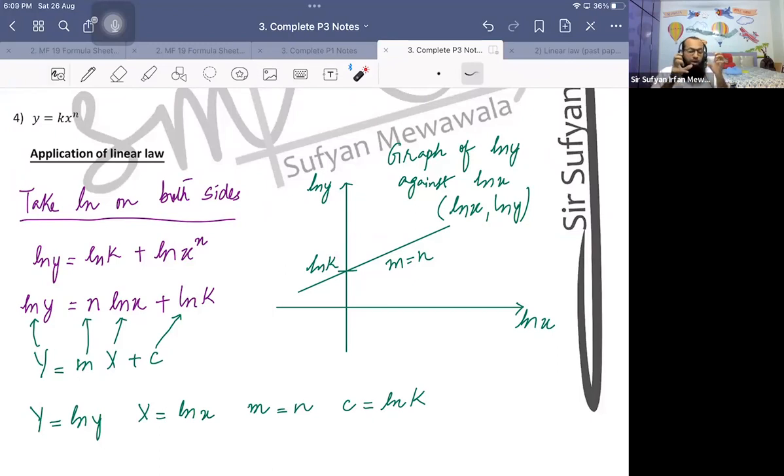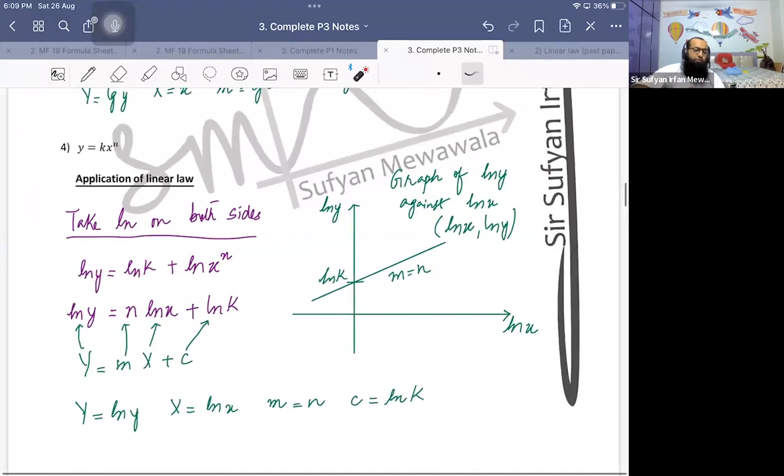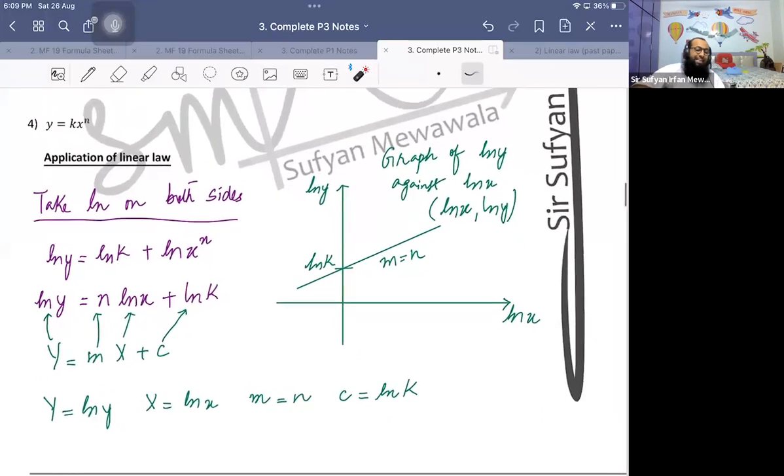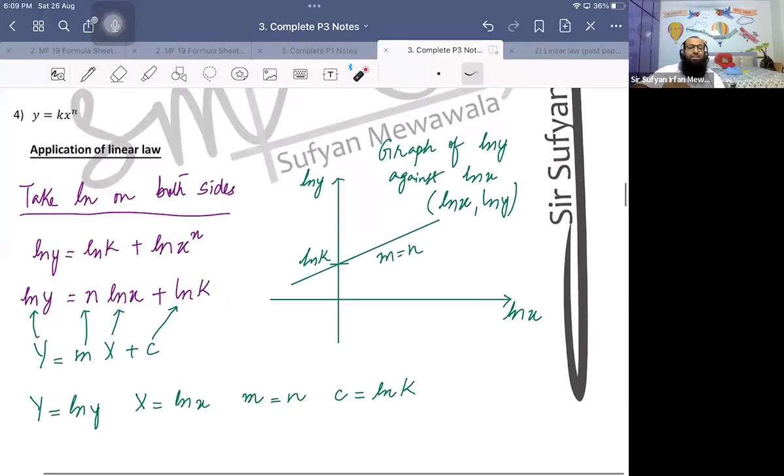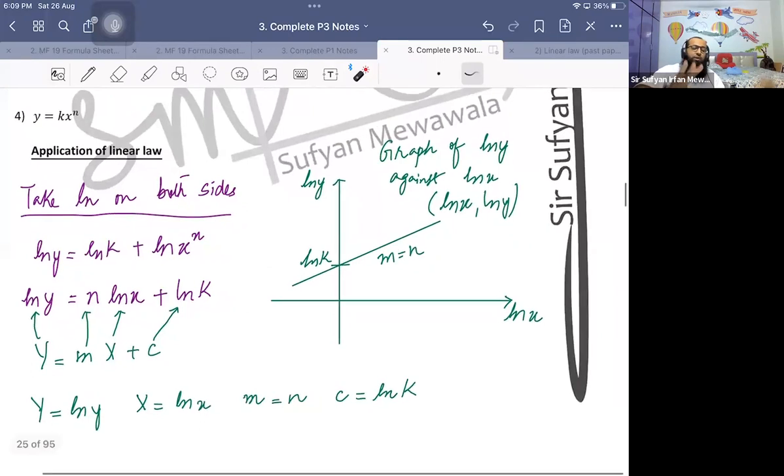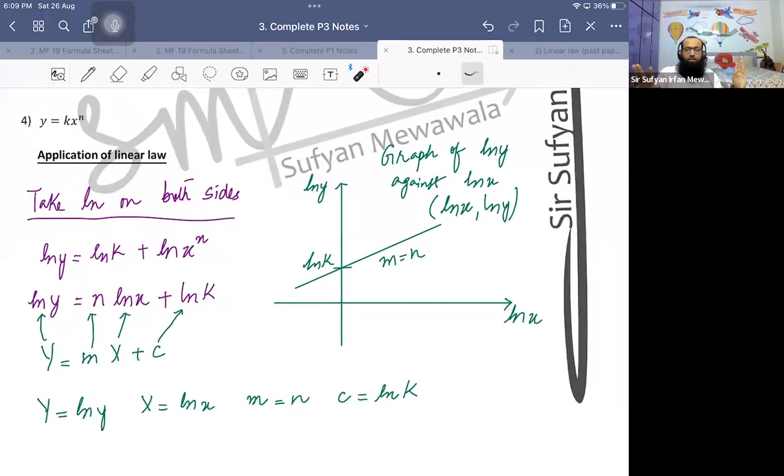Whatever was demanded by the syllabus, we have done that in example 3 and example number 4. So this is the fourth example that I have covered. Copy this down and let me know, are you clear till here? Is everything clear? The linear law explanation is this much only.